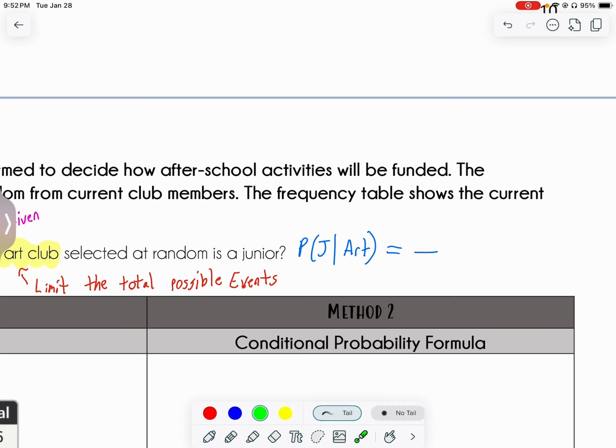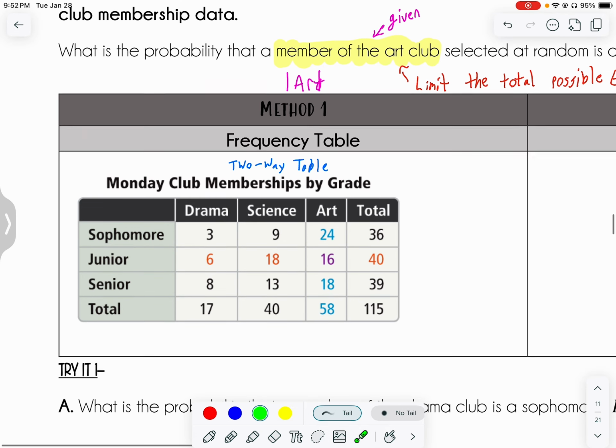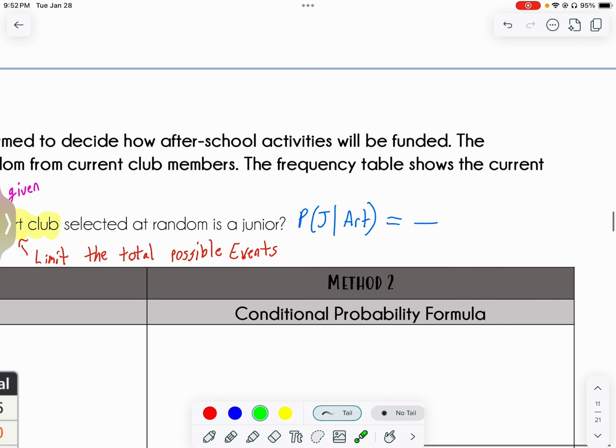The first thing we're going to do is think about that art. How many people are in art altogether? Come down here, and if I take a look, art works like this. Art is here. There are 24 sophomores, 16 juniors, 18 seniors. Altogether, there are 58 people in art. So our total possible choices are 58.